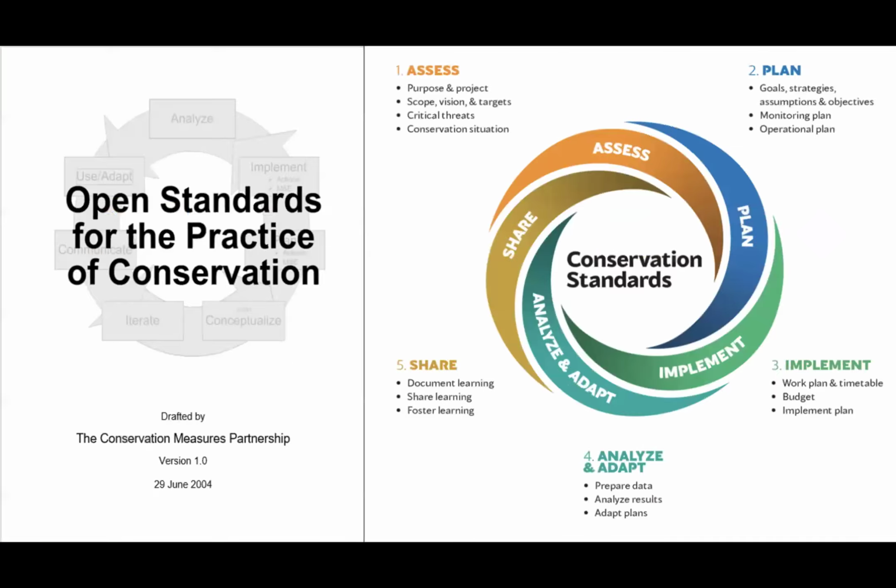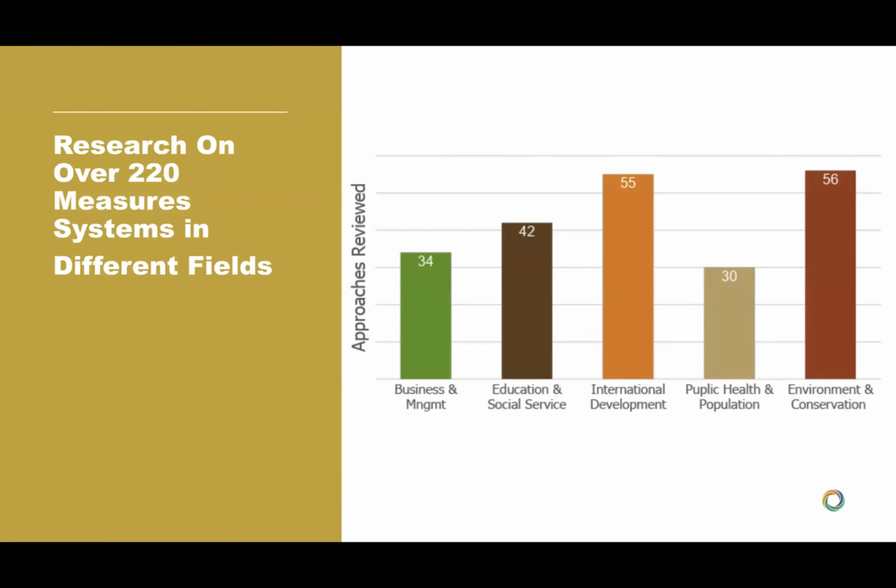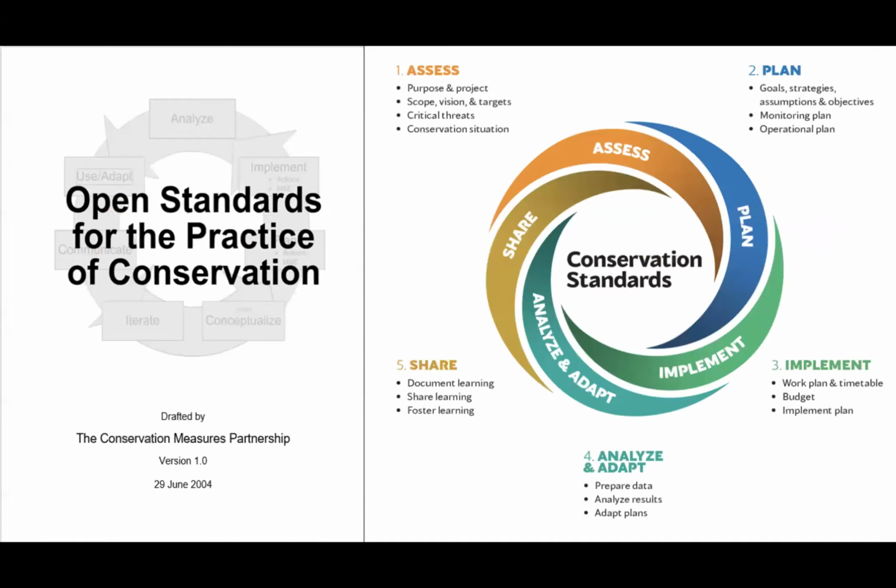So you can see the names of the different types of fields that these folks researched, did some really comprehensive research on other measurement systems, and based on that research, developed the first iteration of the conservation standards, which is really a set of best practices, tools, standards, language to help conservation practitioners do their work in a more consistent way so that we could share our learning and improve our impact across the globe and within teams.